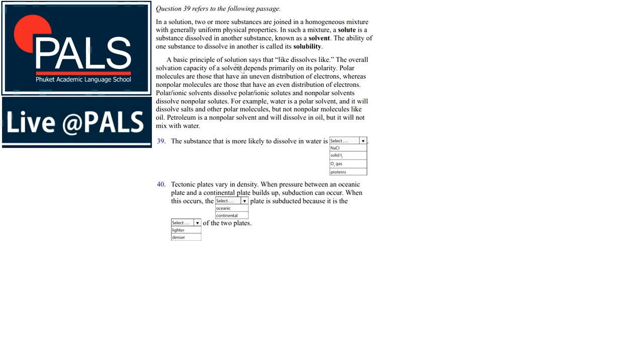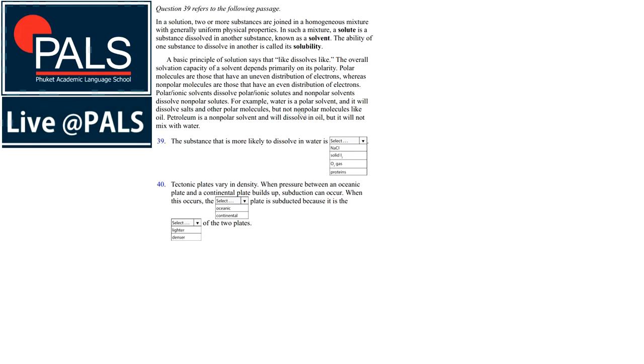A basic principle of solution says that like dissolves like. The overall solvation capacity of a solvent depends primarily on its polarity. Polar molecules are those that have an uneven distribution of electrons, whereas non-polar molecules are those that have an even distribution of electrons. Polar or ionic solvents dissolve polar or ionic solutes, and nonpolar solvents dissolve nonpolar solutes.